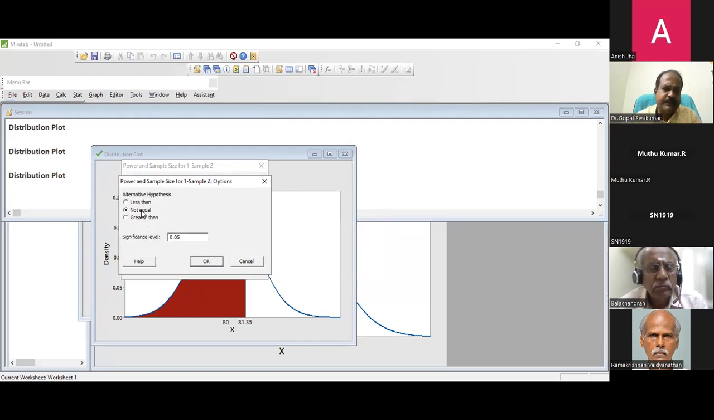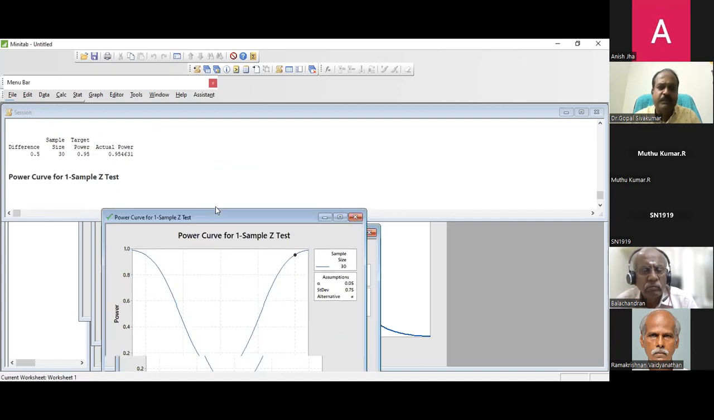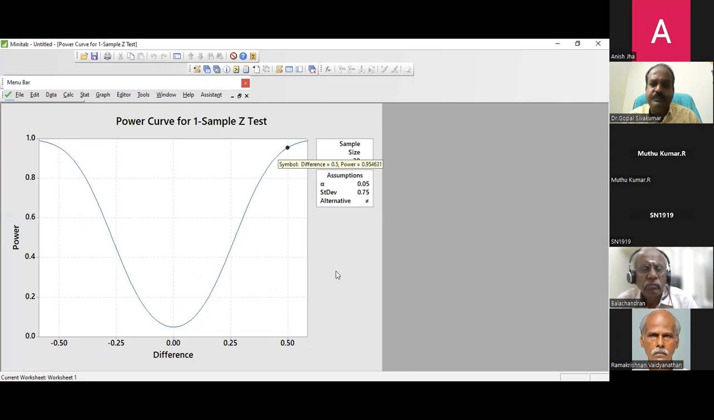It is two-tailed, and then the significance level is 0.05. Why should I give significance level 0.05? That corresponds to a confidence level of 0.95, sir. Yes, 95%. So for this condition I'm giving okay. Now Minitab has developed the power curve for me. Can you all see that? 30. Whenever you are in a scenario where you want to validate a difference in the average of just 0.5, your sample size should at least be 30.